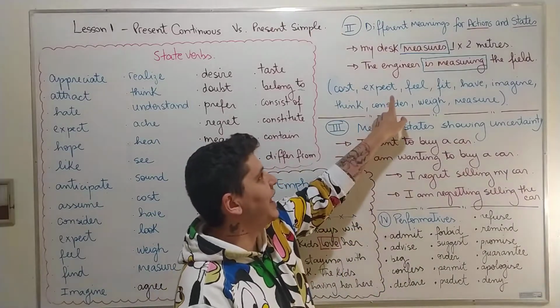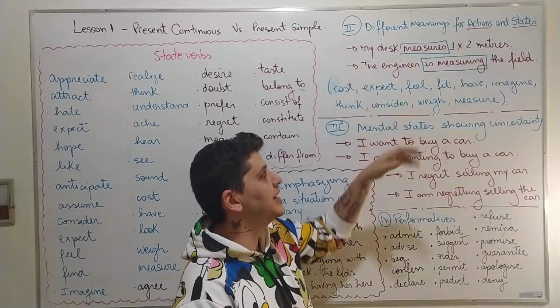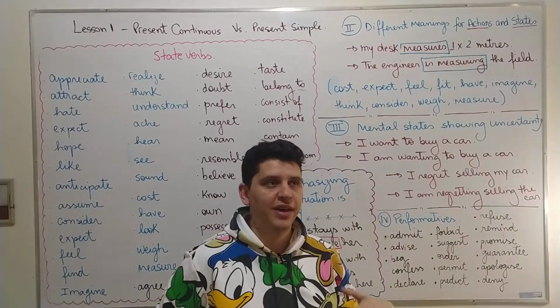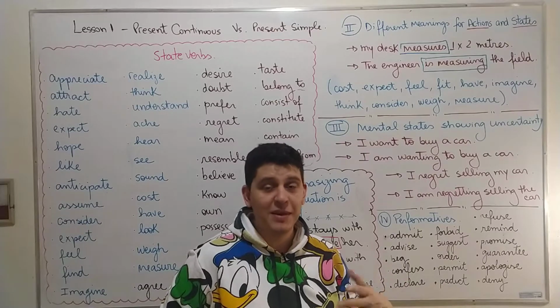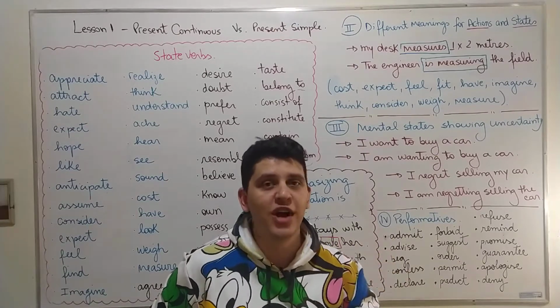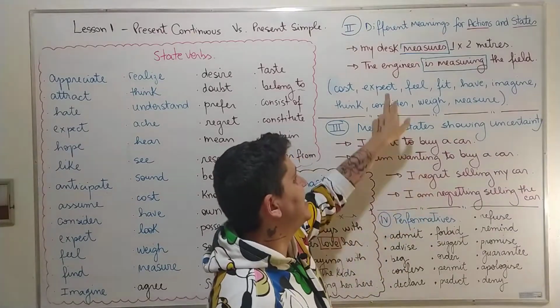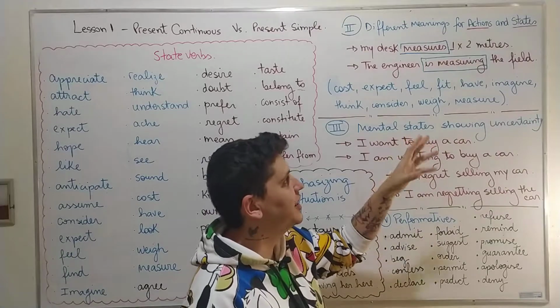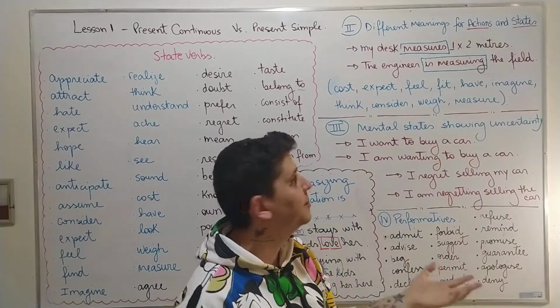But if you use it as an action, it means the same thing as wait. So I am expecting a letter from my friend in Italy. I'm expecting a letter from her. I'm waiting for a letter. So as a state, it means an opinion that I've got. And as an action, it means to wait for something to happen.